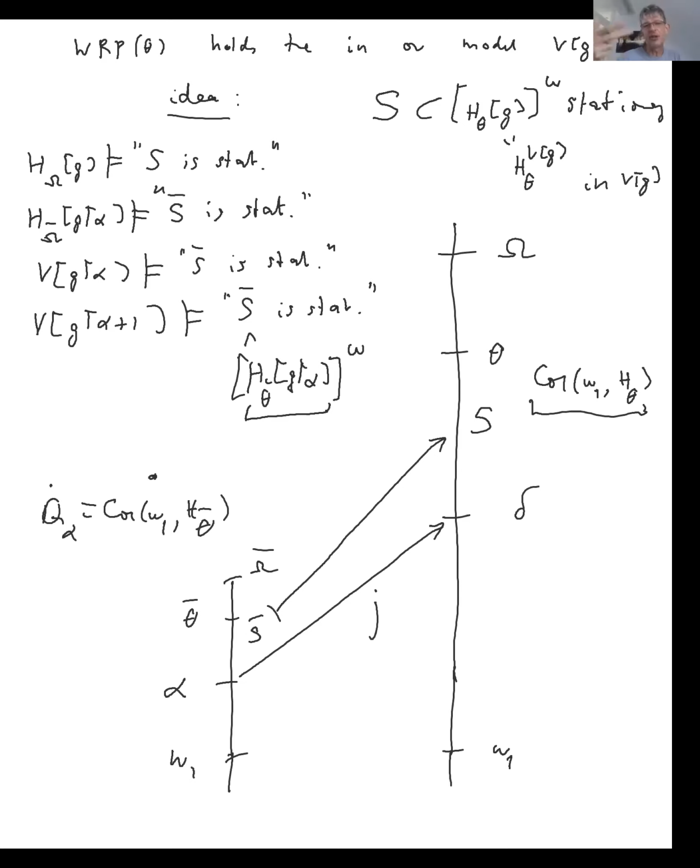And then I already mentioned before that tail ends of semi-proper iterations don't kill stationary subsets of omega 1. They may kill general stationary sets, but not stationary subsets of omega 1. So that means that in the final extension, V of G, S bar is still a stationary set.